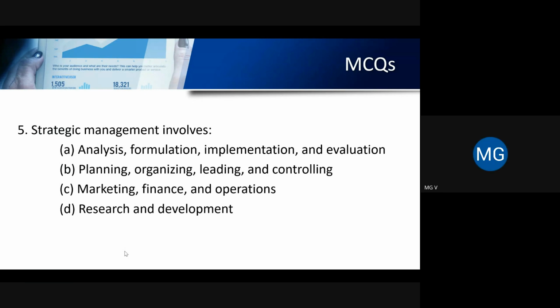First one, madam. Planning. Pardon, ma'am? First one, madam. Analysis. Very right. Formulation, implementation. Very right. This is the first one: analysis, formulation, implementation, and evaluation.